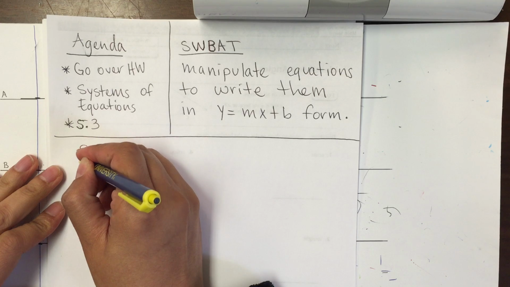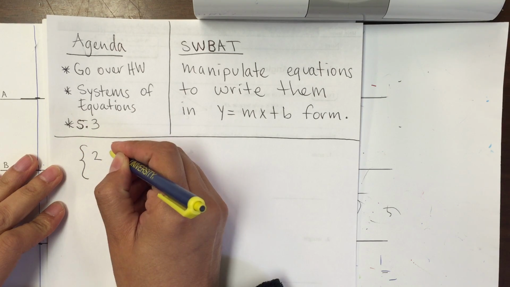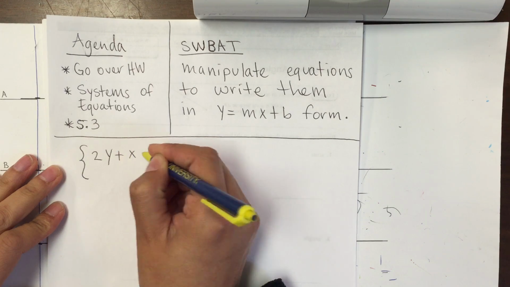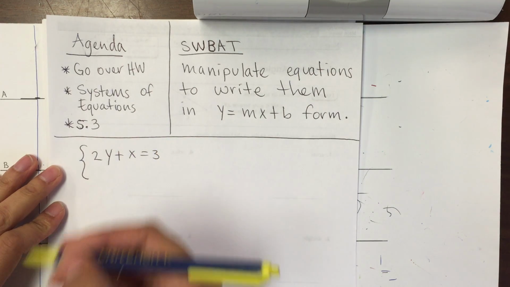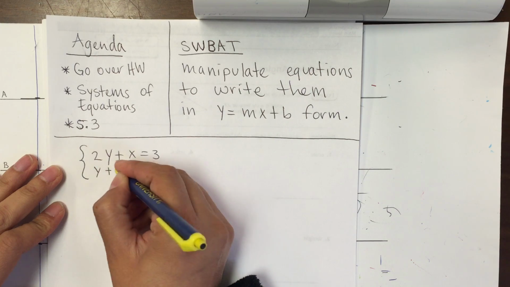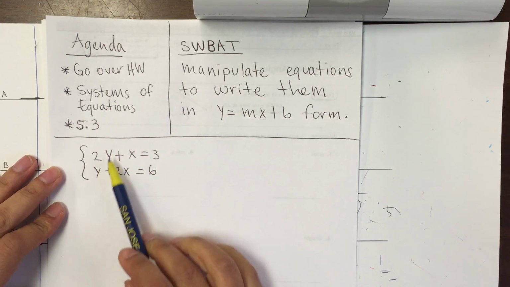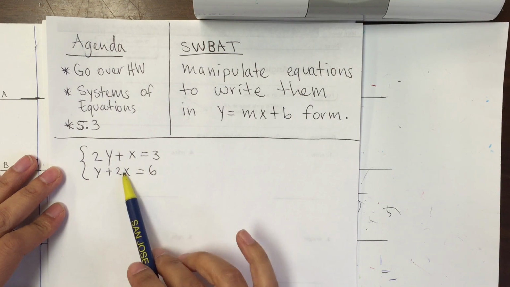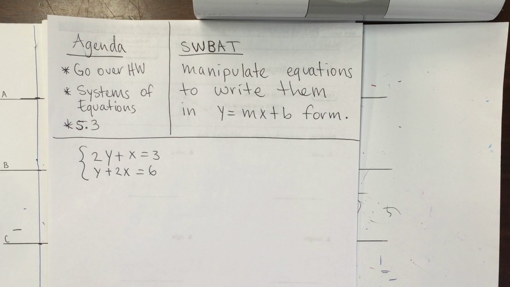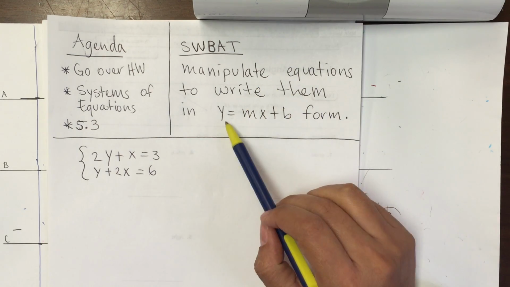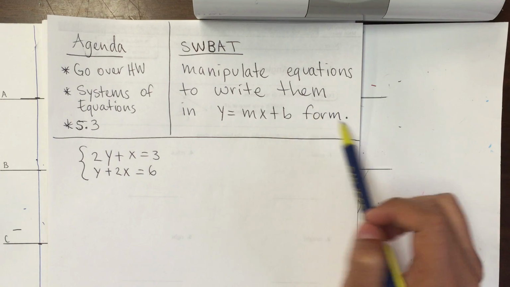So if you have a system of equations, for example, 2y plus x equals 3 and y plus 2x equals 6. This is a system of equations. We have two lines, and if we were to graph them, they might meet at one point, at all the points, or they might not meet at all. And later on, we're going to figure out where the two meet. But for now, we're just going to manipulate the equations to write them in y equals mx plus b, meaning in the slope-intercept form.